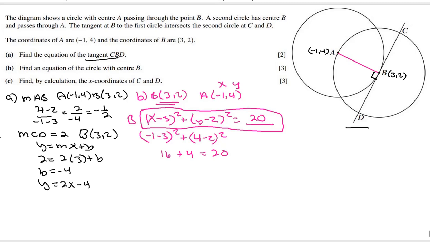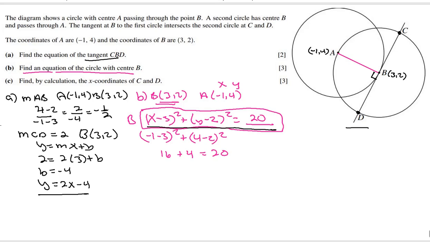Now, find the circle equation B. All right, now, find, by calculation, the x-coordinates of C and D. Okay, so C and D, that's this point here and this point here. All right, there's a couple different ways to look at this, and this line touches the circle B at those 2 points.